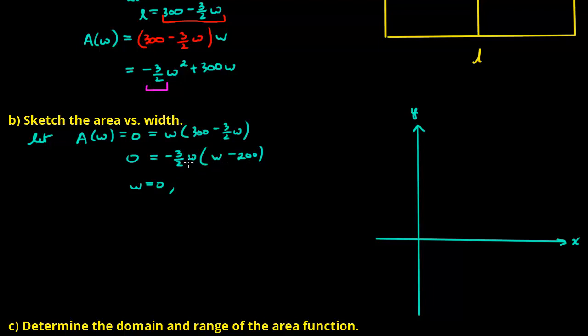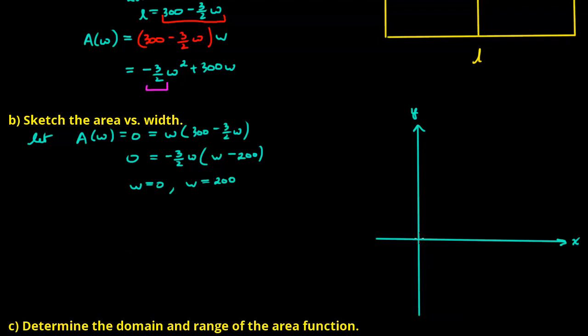If w is equal to 200, I have negative 3 over 2 times 200 times 200 minus 200, which is 0. So any number times 0 just gives you 0. So another solution that makes the left side equal to the right side is when w is equal to 200. So my area is going to be 0 when w is 0 or w is 200. So the next step, well, let's see what that produces.